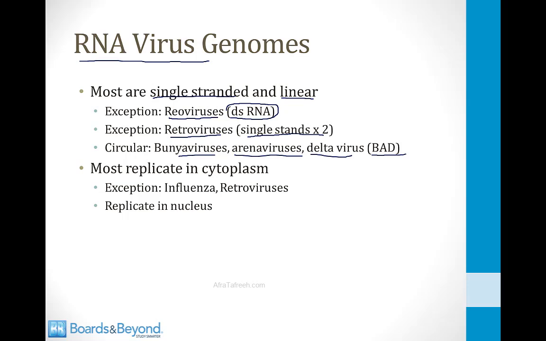And then most RNA viruses replicate in the cytoplasm. That's where mRNA gets transcribed by eukaryotic cells into proteins. So it makes sense that most RNA viruses would want to replicate there in the cytoplasm. The two exceptions to this are the influenza virus and the retroviruses. These replicate in the nucleus.